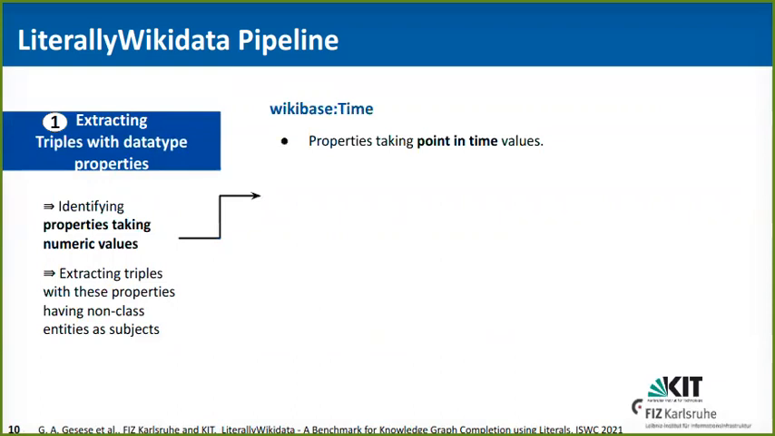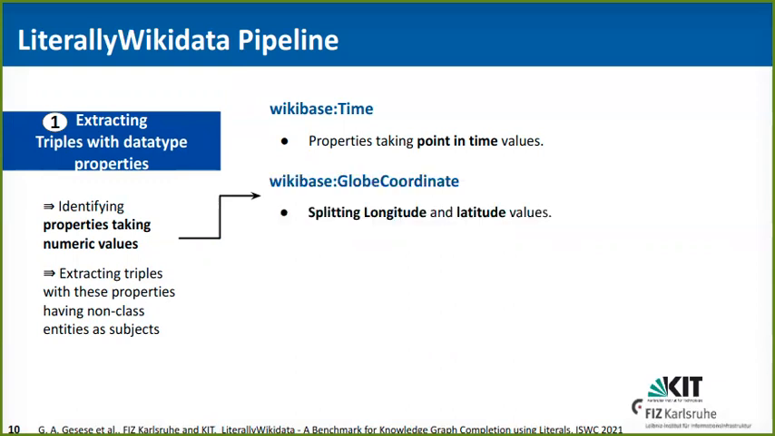The properties or attributes which take numeric literals as values are those which take point in time values, such as date of birth. These properties are identified as properties of data type wikibase time in Wikidata. Another set of properties are those typed as wikibase globe coordinate, for example, coordinate location. Since these properties take two kinds of values, longitude and latitude, they are split into two by attaching the prefix longitude and latitude to the property name.